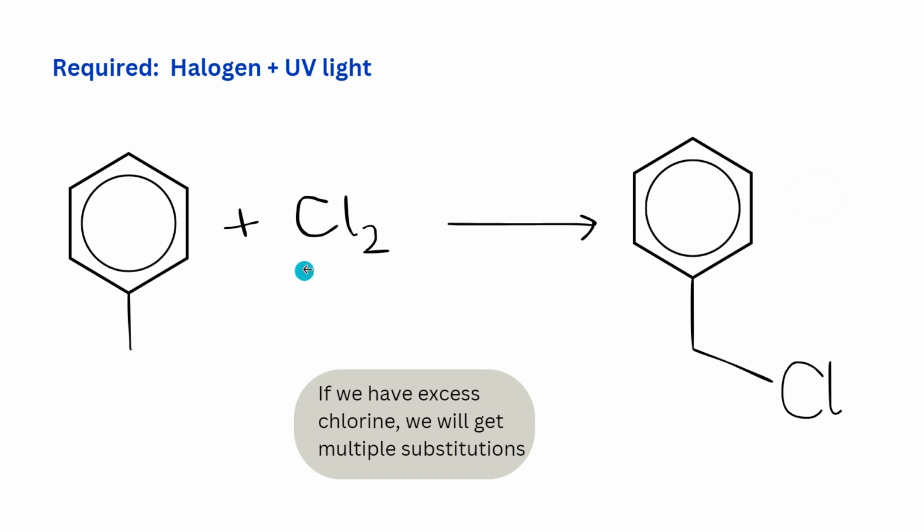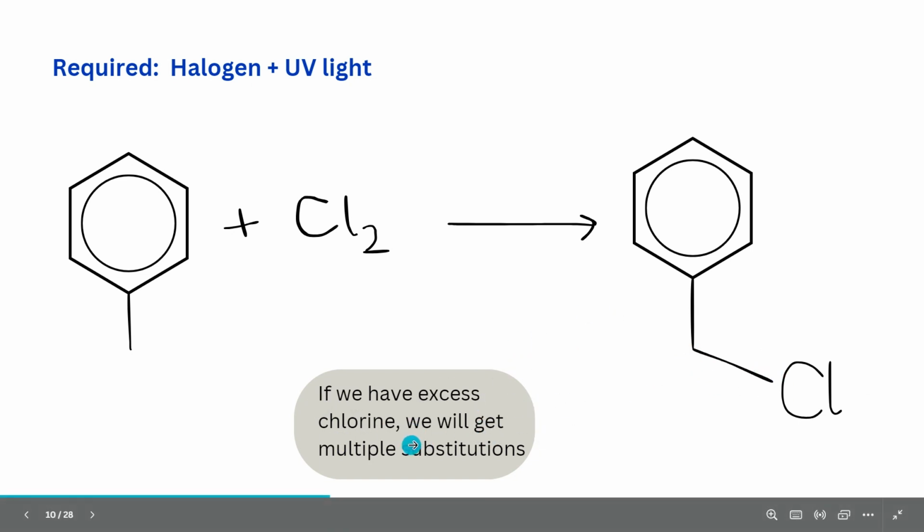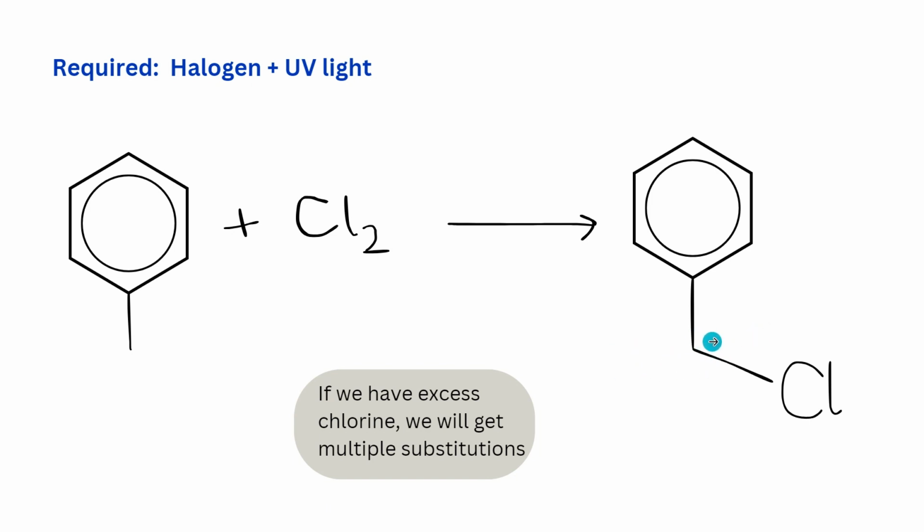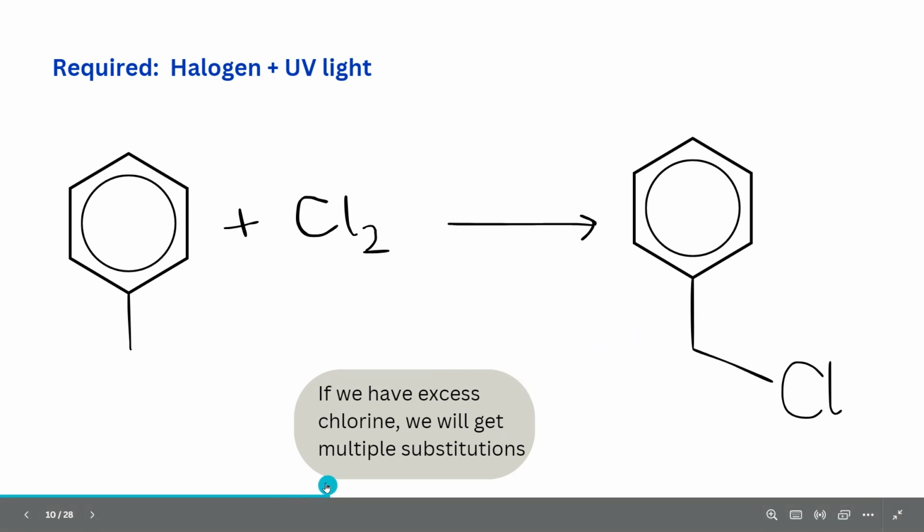You can see that this chlorine molecule went through the initiation step of the free radical substitution you studied in AS chemistry, and you can see that the Cl substituted a hydrogen atom in the methyl group. Now, again, if you have excess chlorine, we will get multiple substitution. So instead of this becoming CH2Cl, this will become CHCl2 or CCl3. We'll get multiple substitutions if you have excess chlorine.